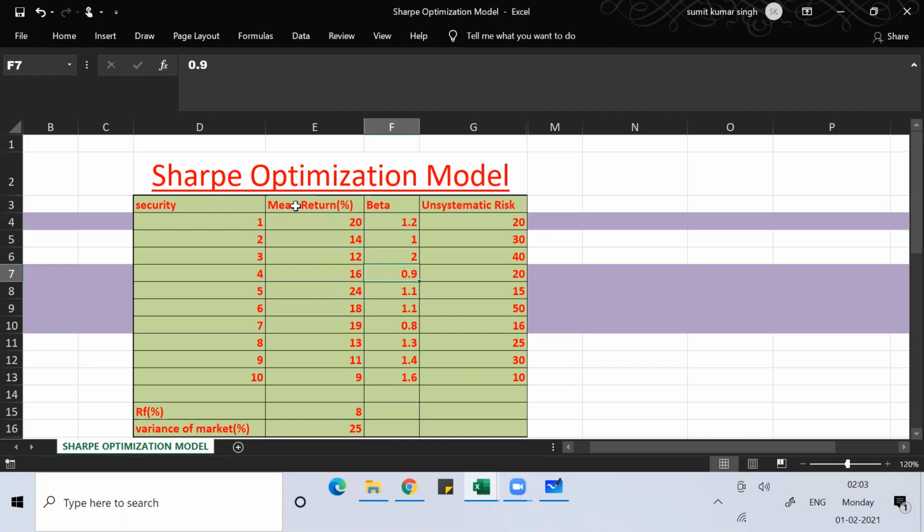I believe if you are watching this video, then by this time you must be aware of what beta is and how beta is calculated. Discussion on the calculation of beta is not the perspective of this video. And if you want to know about what beta is and how beta is calculated, separately I have made a video on that part. And then going further, talking about unsystematic risk, systematic risk, and what is concentration risk, how we can minimize the risk by creating an optimal portfolio, what is the Sharpe optimization model.